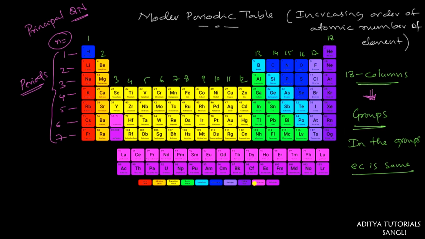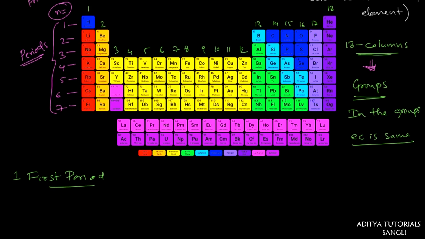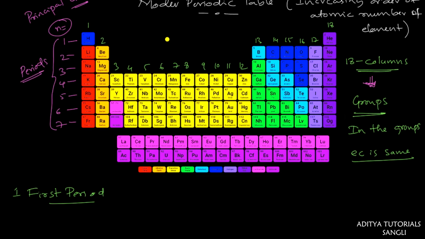Okay, now I will get to know about the electronic configuration in the periods. We know that in the groups the electronic configuration is the same, but what about the electronic configuration in the periods? Therefore I just write the heading here, the first period. You just notice here in the first period we have hydrogen, then we have helium, only 2 elements, right?